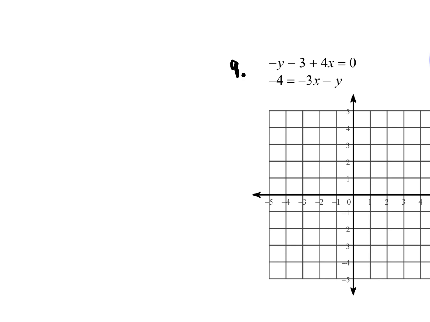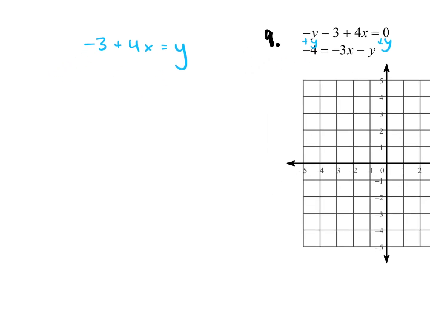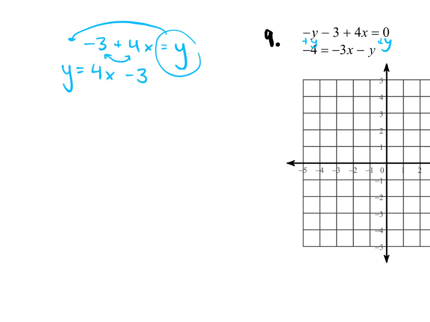So for our first equation, what do you want to move first? Sure, let's add y to move it to the other side. So we have negative 3 plus 4x is equal to y. Now we could just move our equal to y to the other side if you like it on the left, so y equals. And we can also just switch the position. I'm not moving it to the other side, I'm just switching the order of it. 2 plus 4 is the same thing as 4 plus 2. So I'm going to say 4x minus 3.